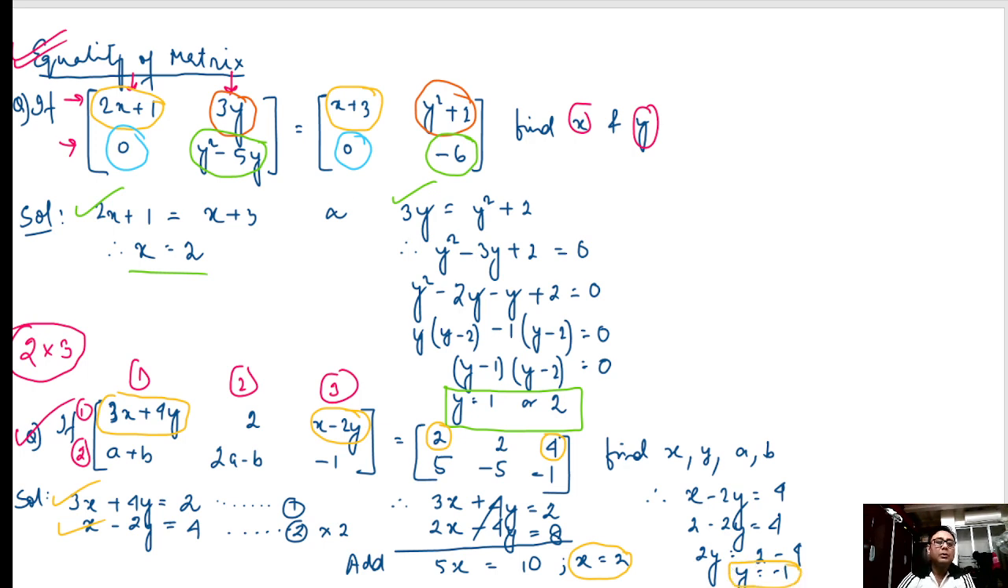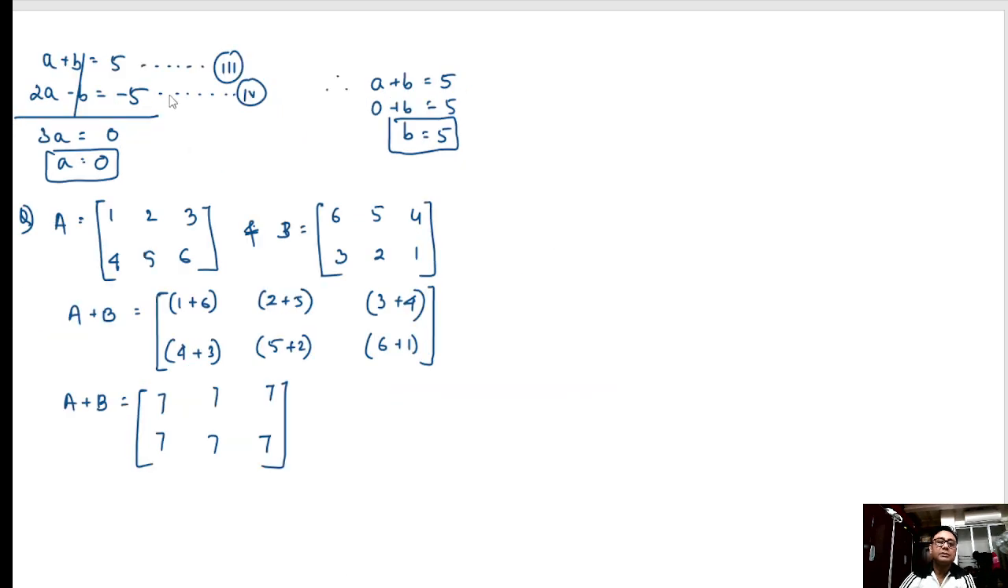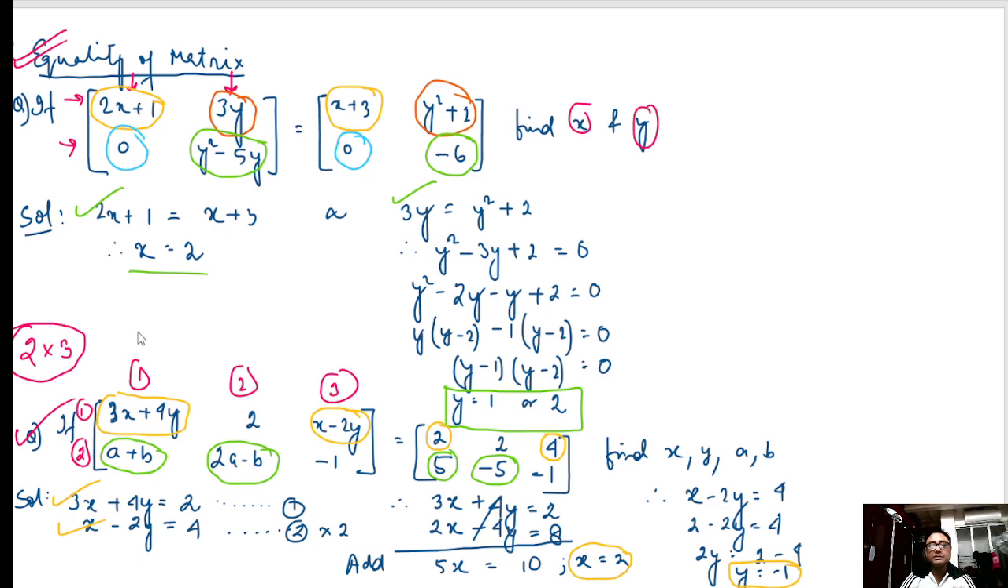Similarly, we can also tell that this element should be equal to this element, and this element should be equal to this element. So we again make two more equations, which is this. Solving them, we get a as 0 and b as 5. So this is how we solve the equations, by equating the matrices. Clear?